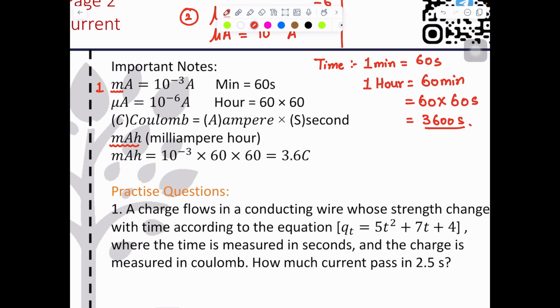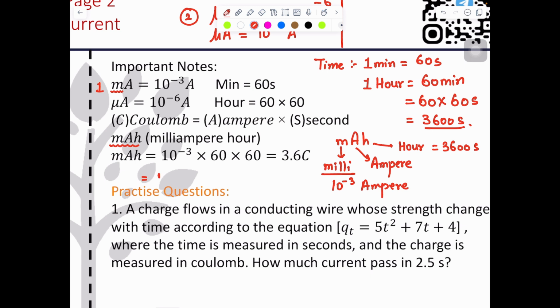What is MAH? MAH. Okay, first thing is milli. So what does it mean? 10 power negative 3. Clear? Second is ampere. Ampere remains ampere, no change. And third thing is H. So can I say 3600 seconds? Yes or no? So combine all these three.